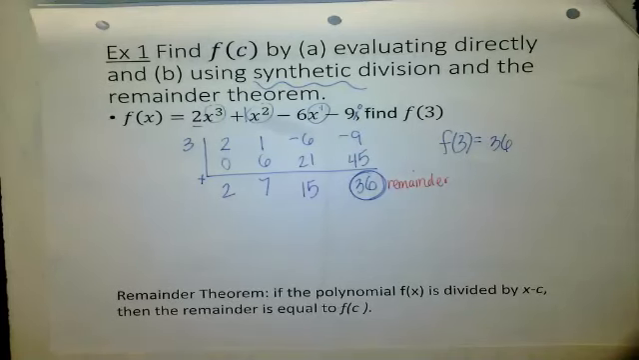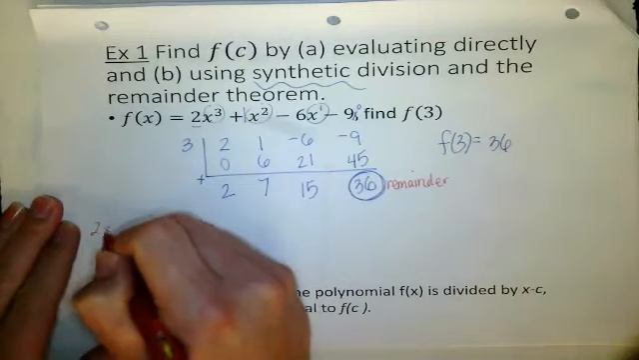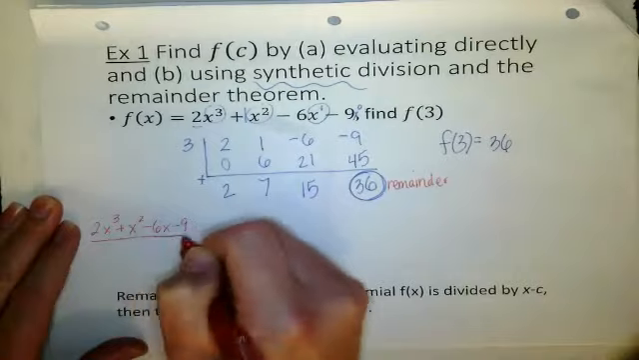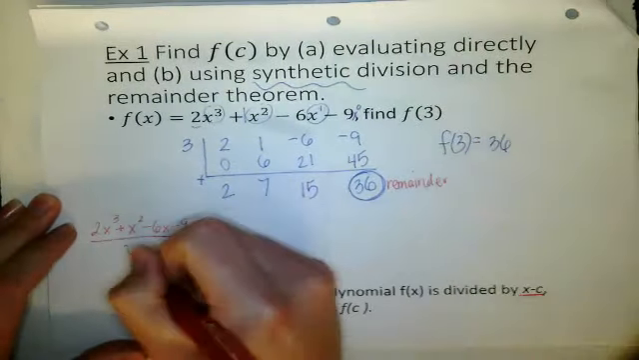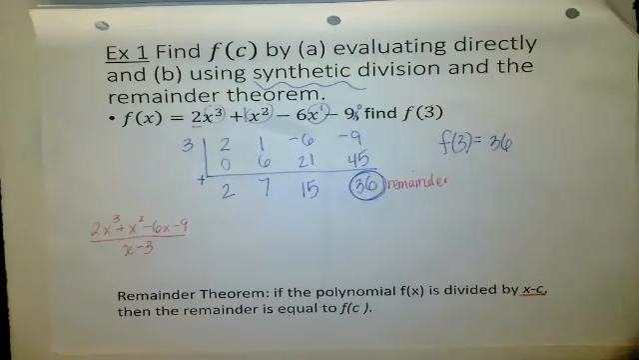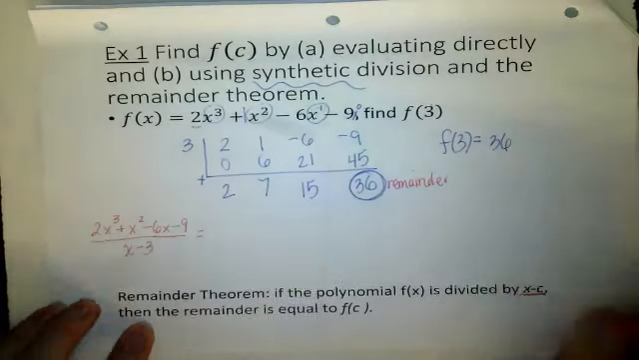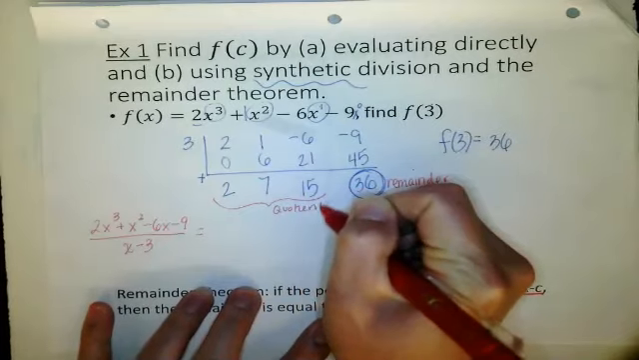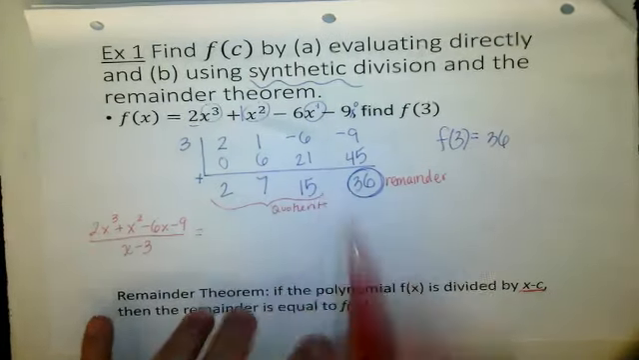That last number is always the remainder in division. If what we had done was 2x cubed plus x squared minus 6x minus 9 divided by x minus c, so x minus 3, if we divided our polynomial by x minus 3, it turns out that we get this quotient plus the remainder.